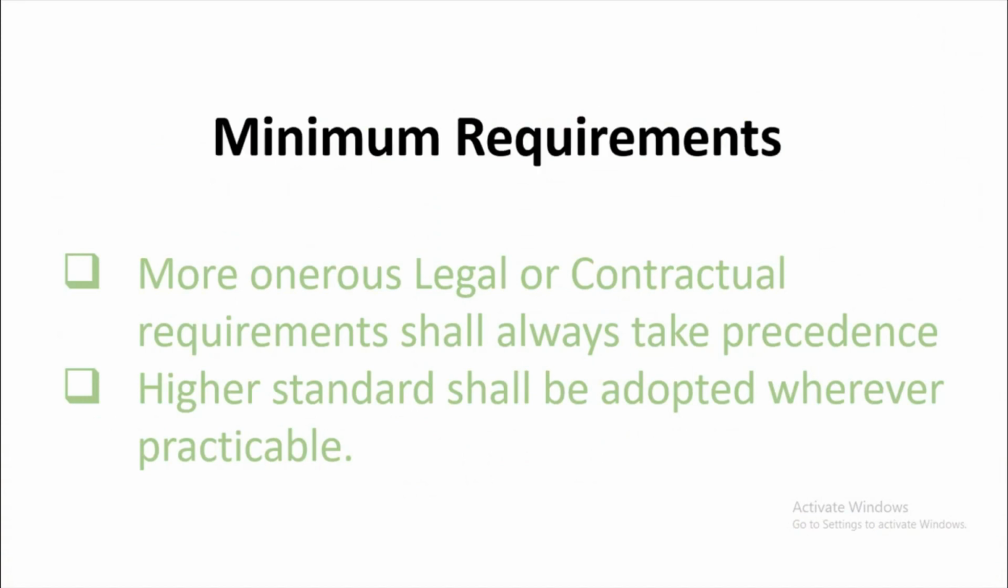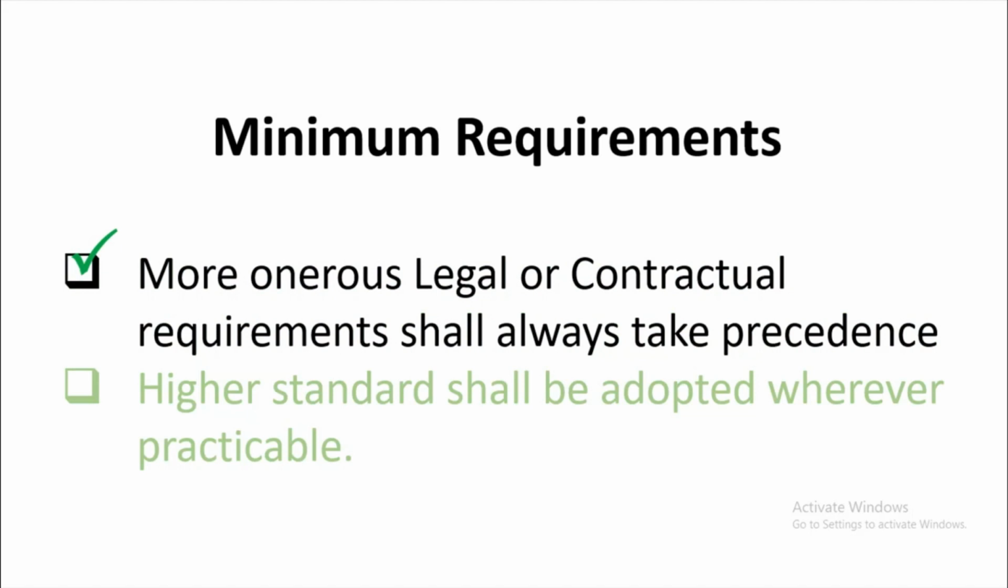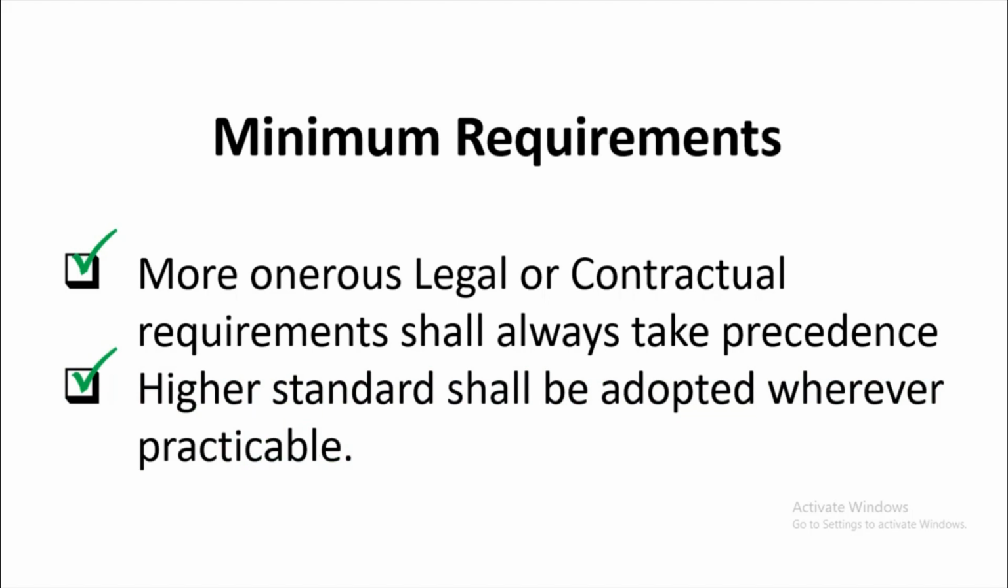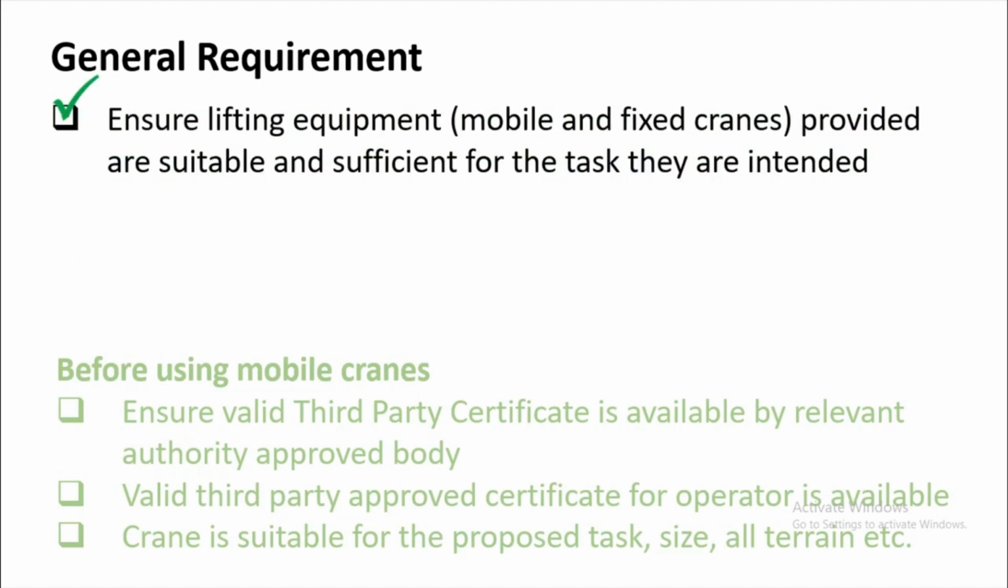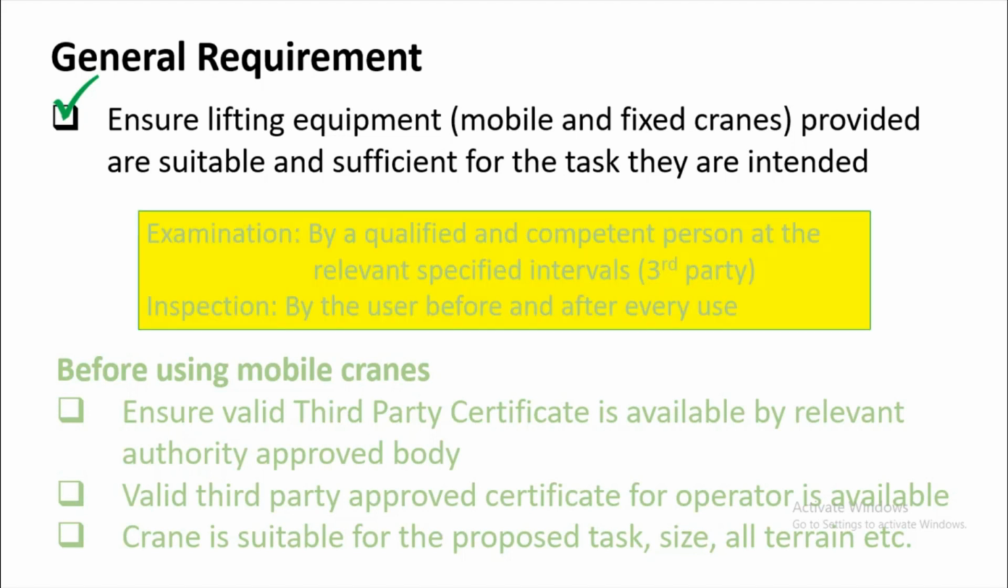Minimum requirements. Local rules, legal or contractual requirements shall always take precedence. Higher standards shall be adopted wherever practicable. General requirements: ensure lifting equipment, mobile and fixed cranes provided are suitable and sufficient for the tasks they are intended. So we need to make sure that the task that we are doing, your mobile or fixed cranes, is suitable and sufficient to avoid incidents.